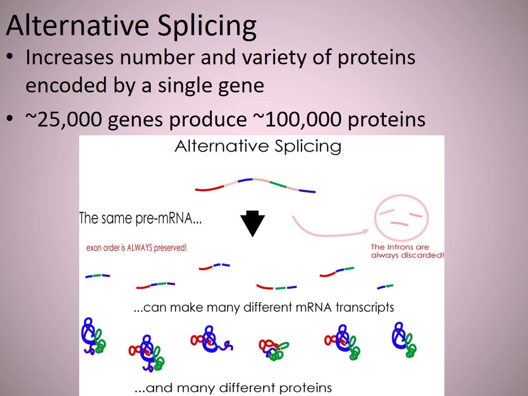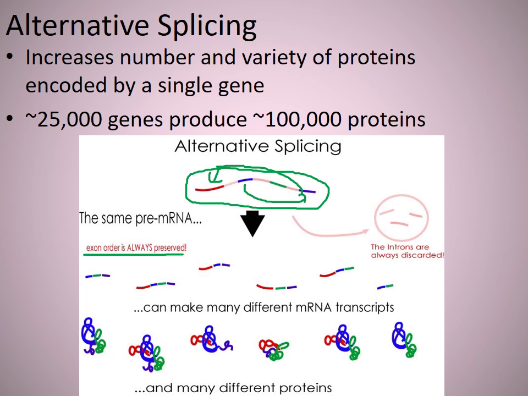Taking a look at this, if this is our pre-mRNA here, and the pink regions of this pre-mRNA are known as introns, our cell or spliceosome will cut out those introns. Keeping in mind here that exon order is always preserved. So these exons cannot be rearranged. You know, this one can't go over here, and the blue can't be swapped out with the purple. The order of the exons is always preserved here. But having said that, a specific exon could be snipped out and not used.